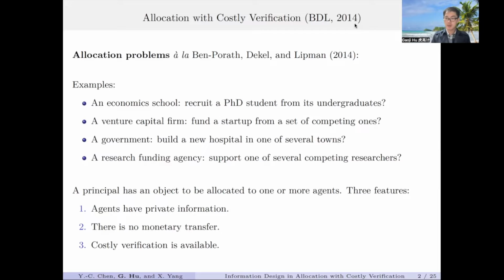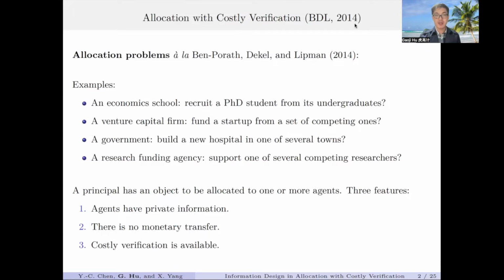In those kinds of allocation problems, we have a principal who has an object to be allocated to one or more agents. And there are three key features. First, agents have private information. And second, there's no monetary transfer. Third, costly verification is available. That means if the principal pays a cost, the principal can learn the agent's private information. Okay? And we're going to enrich this allocation problem by adding an information designer into it.